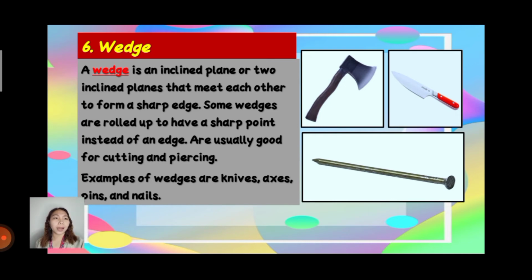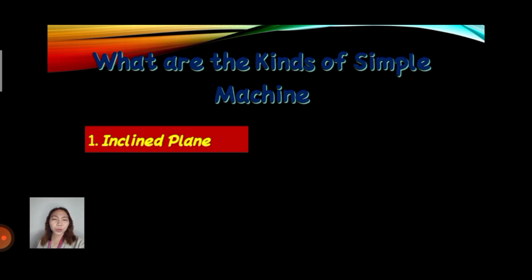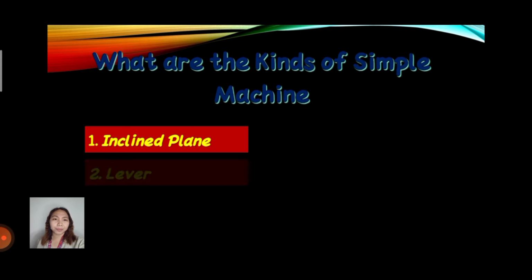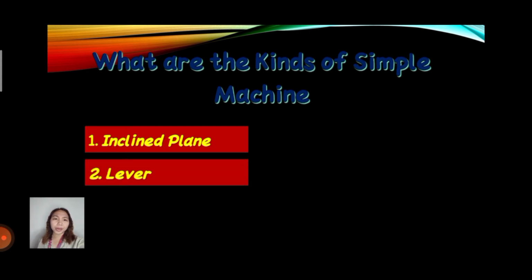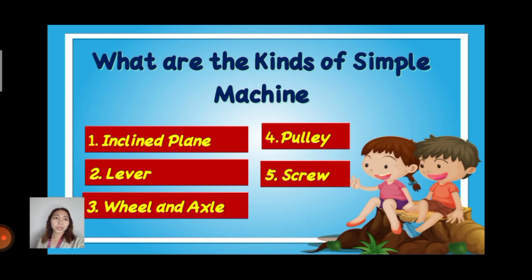Okay. What are the kinds of simple machines if we review? First we have the inclined plane. The second one is the lever. The third, the wheel and axle. Fourth one is the pulley. Fifth, the screw. And the sixth one, we have the wedge. So, how many simple machines are there in all? Six.